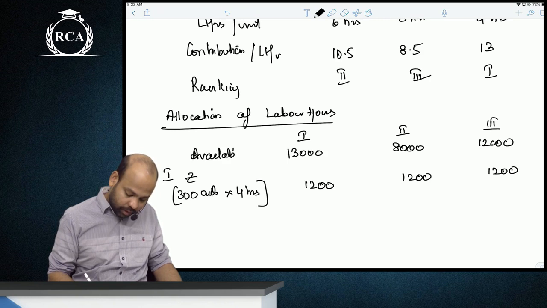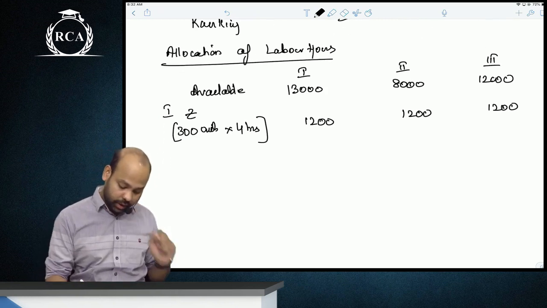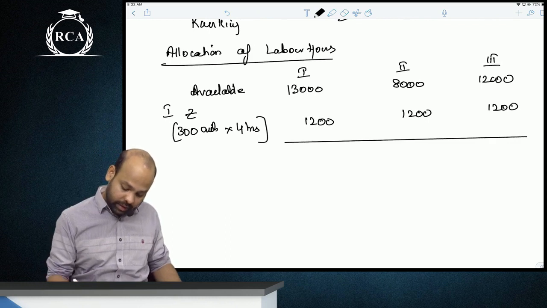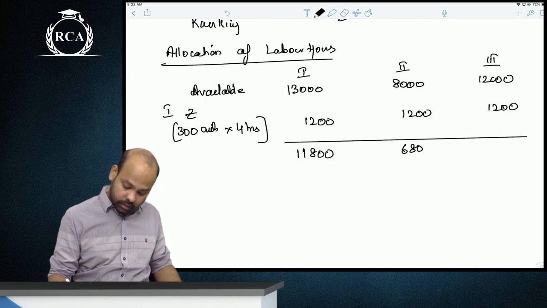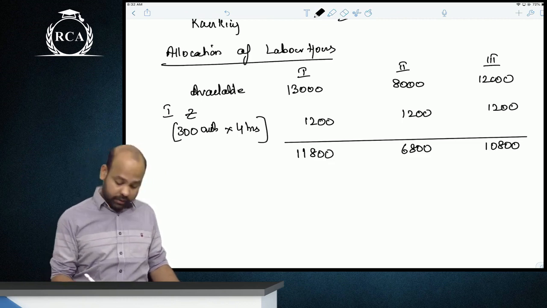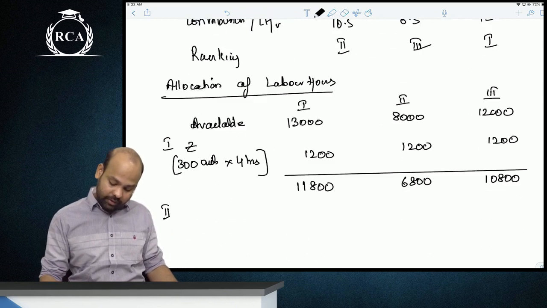What are the number of labor hours available, and how much has been allocated to product Z? Okay. So after this, I will have a balance of 11,800. I'll have a balance of 6,800. I will have a balance of 10,800. These are the labor hours that are left. Second ranking has been given to product X.